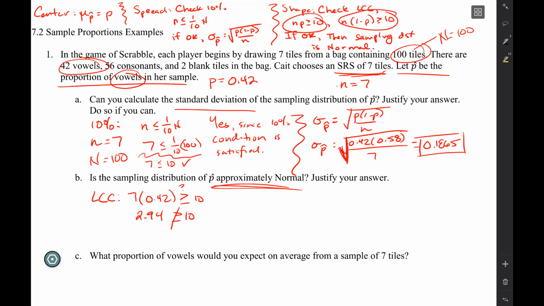So, what does that tell us about the shape of the sampling distribution? We don't really know what the shape is. The only thing we can say is that it is not normal. No, it is not normal. The LCC is not satisfied.